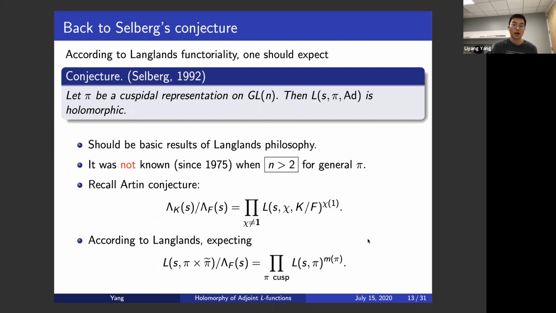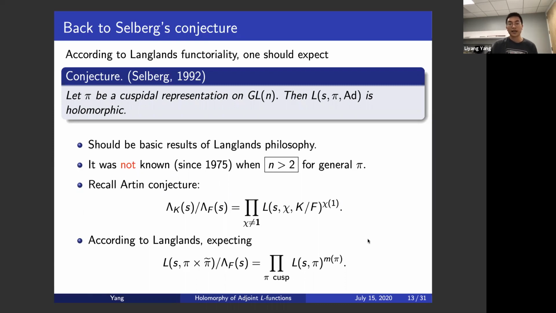And if you're a big fan of Langlands like me, this might be interesting to you. However, this conjecture is not known for higher rank cases. Basically, what we know is just GL2. And here are some other reasons to look at this conjecture.